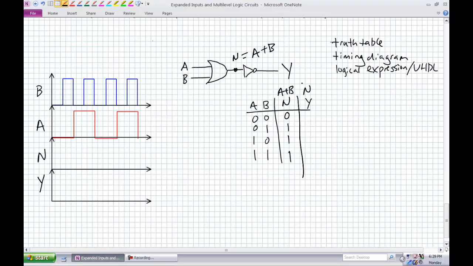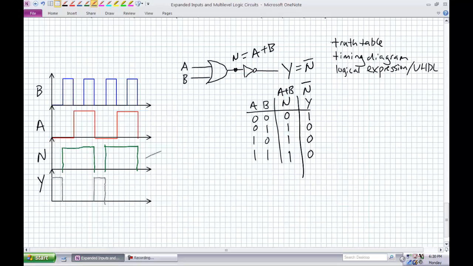What is Y? And I can write that expression in that column. What is Y? It's not N. What is N? Well, it's 0, 1, 1, 1. The inversion, 1, triple 0. So that's what my truth table looks like for that. What's the timing diagram look like? N is A or B. What does Y look like? It's the inversion of N.